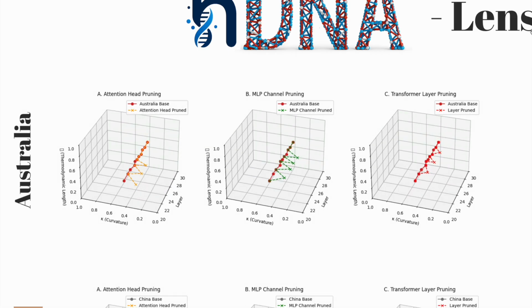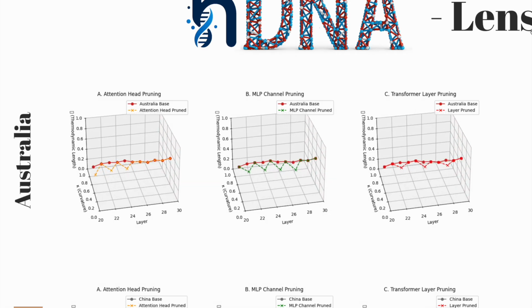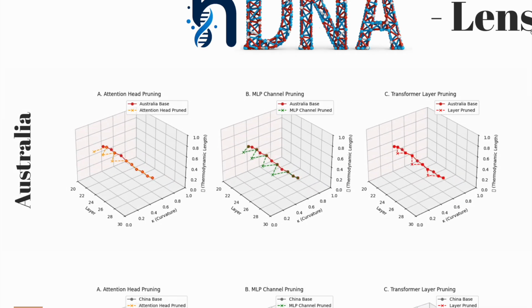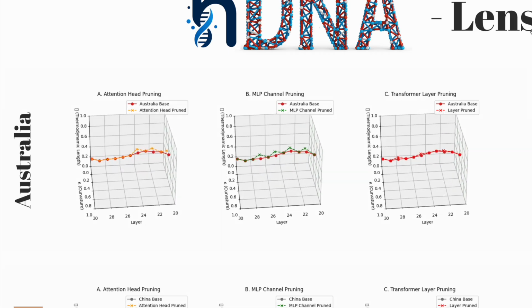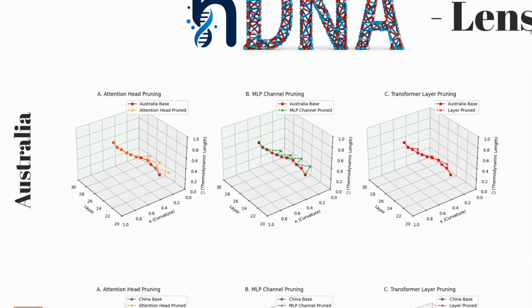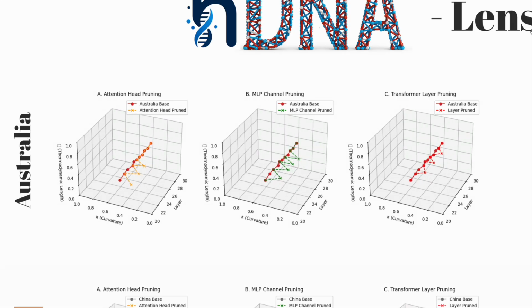The reasoning path shortens early and hard. Attention head pruning induces coasting, MLP channel pruning drains fine detail, and transformer layer pruning opens a depth gap. All three compress the manifold and cut the model's effective depth budget.